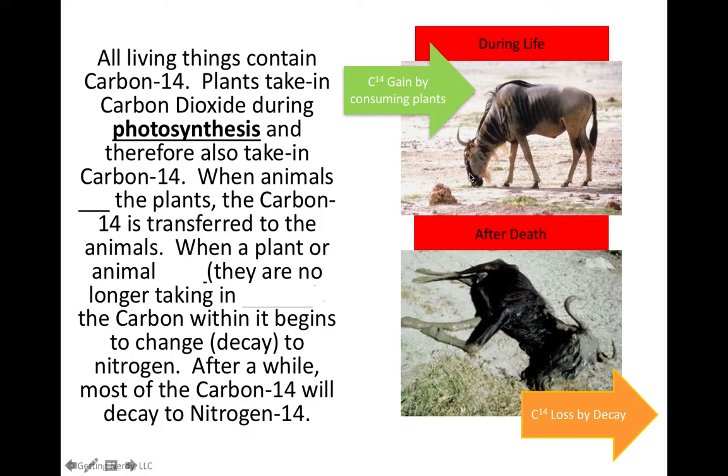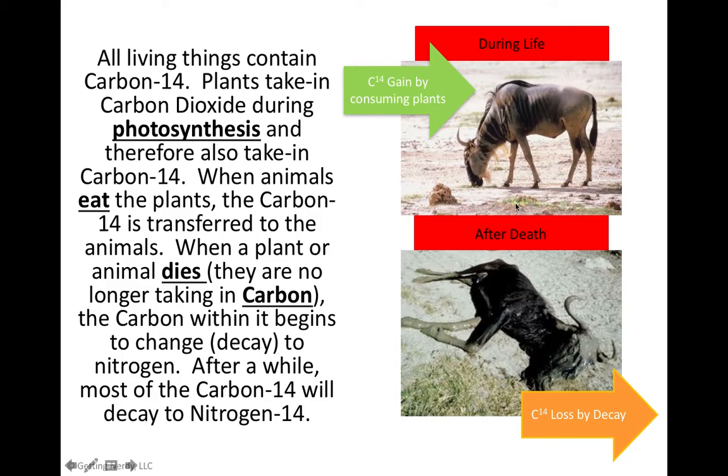Then this animal is going to start eating all those little plants. The carbon-14 is then transferred into the belly of those animals and then transferred throughout their bodies. And when that plant or animal dies, oh, so sad, they're no longer taking in carbon. That's cool, because then the carbon inside of them starts to decay and turn into nitrogen, which is the more stable thing. So after a while, most of that carbon-14 will decay and turn into nitrogen.